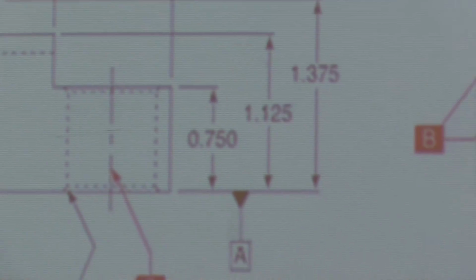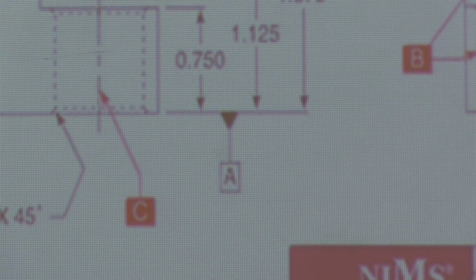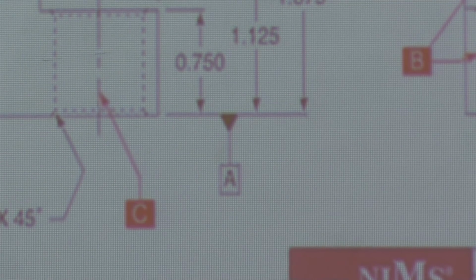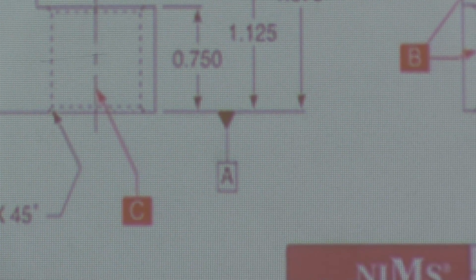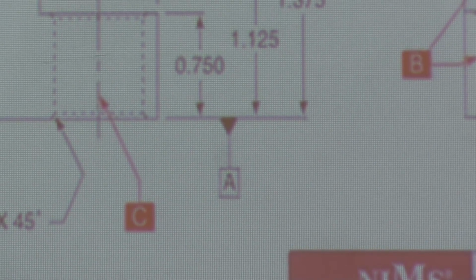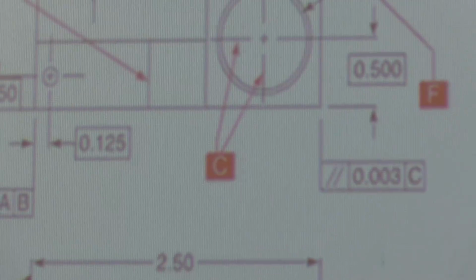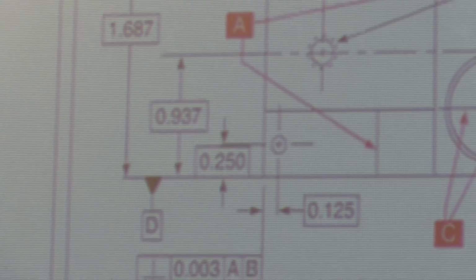Sorry, I'm off here. I'm reading the wrong stuff. Our first datum line is A here. Secondary datum line is C. No, I'm right. Right? Dan was looking at me a little goofy there for a minute. I had too many things going through my head right now.